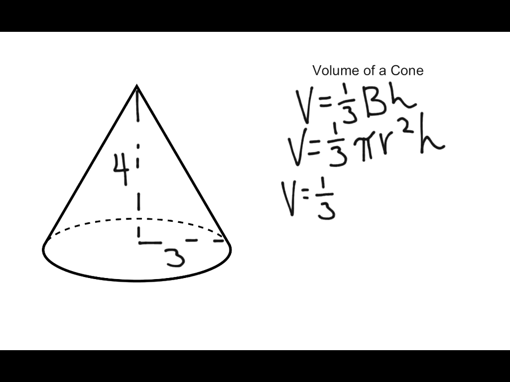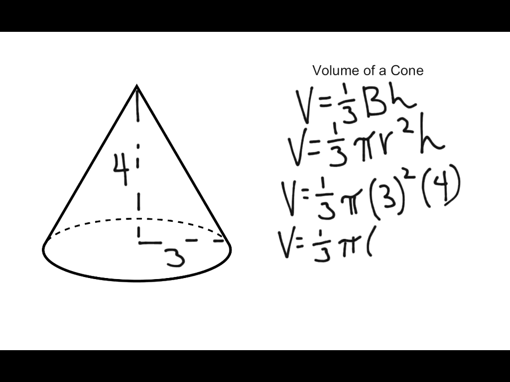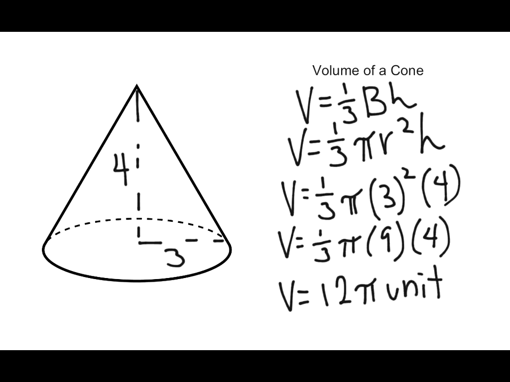Volume is equal to 1/3 times pi times the radius, which is 3 squared, times the height, which is 4. So order of operations tells us that we need to square the 3 first, so 1/3 times pi times 9 times 4. Multiplying 1/3 times 9 times 4 together, we'll get the volume of this cone to be 12 pi. And since it's volume, it will give us units cubed.